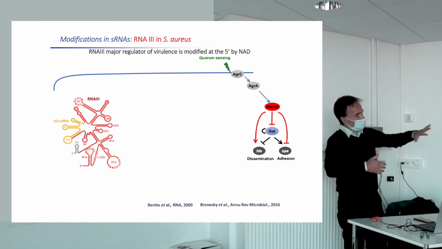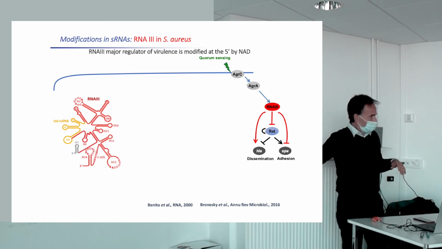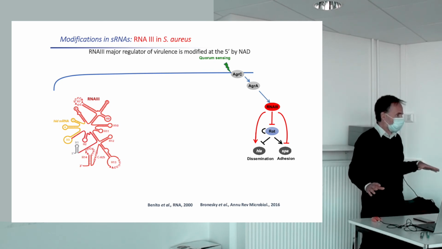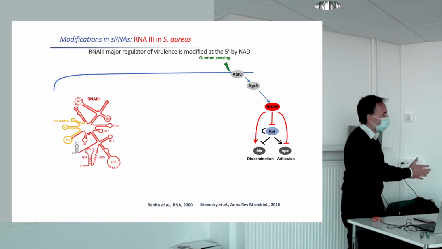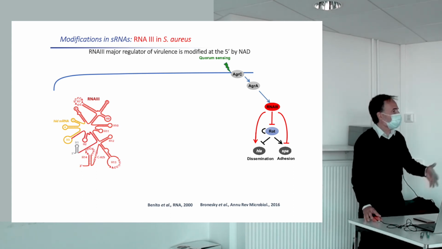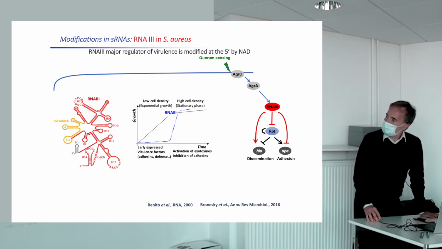RNA3 molecule is decreasing the adhesion and increasing the production of the toxin, using the 3' untranslated region of this messenger RNA. Itself, the RNA3 is also producing a toxin. So there is a combined action on the same molecule. When there is a lot of cells, you start to produce the RNA3. The result is that the cell wall anchored proteins, adhesins, are repressed, and the exoproteins are expressed.